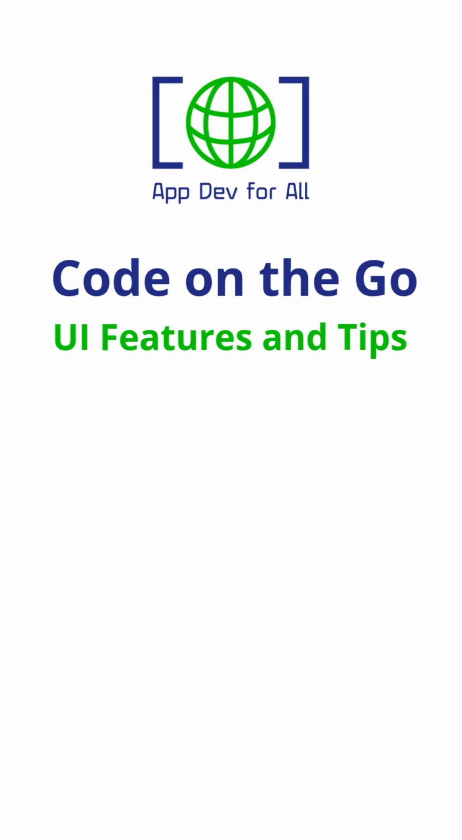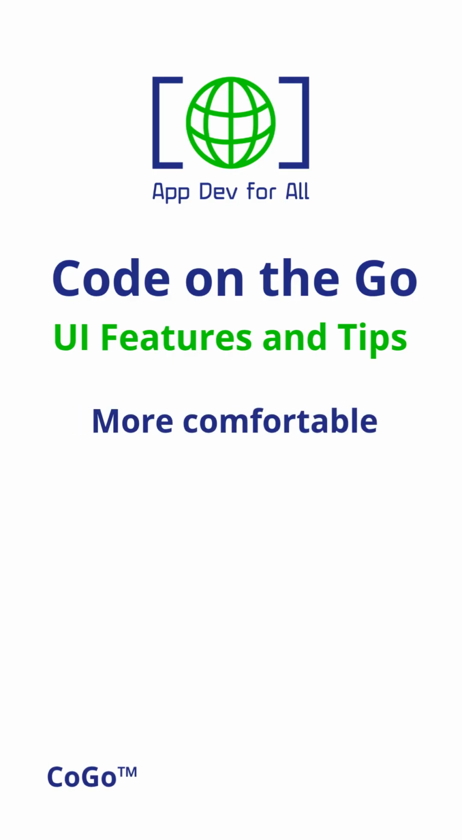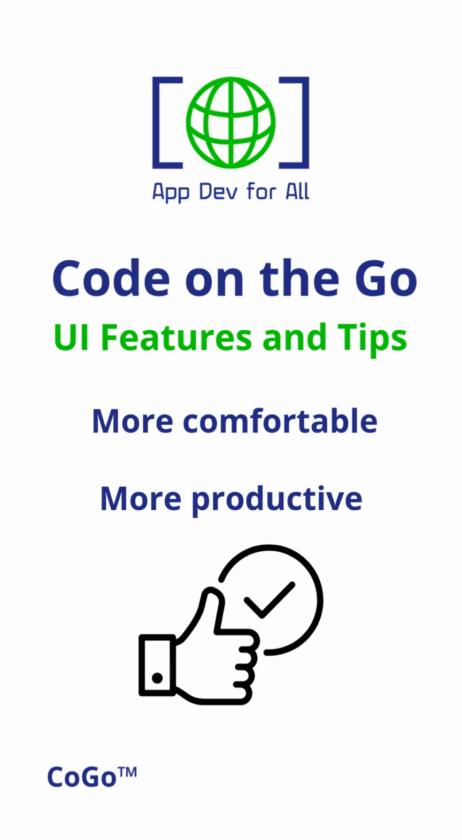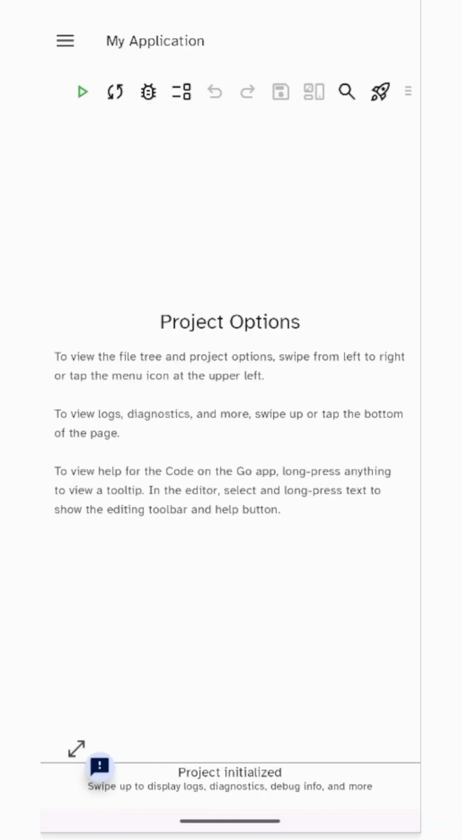In this video, we're going to look at 5 helpful interface features in Code on the Go, or Kogo. You can use these features to make your experience more comfortable and more productive right away. Let's jump in. First, you can switch between light and dark mode.